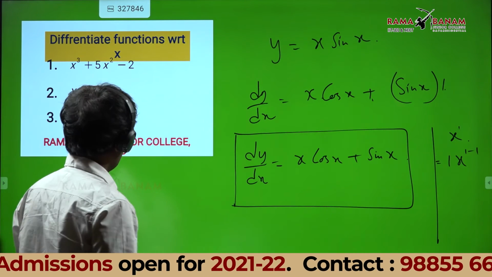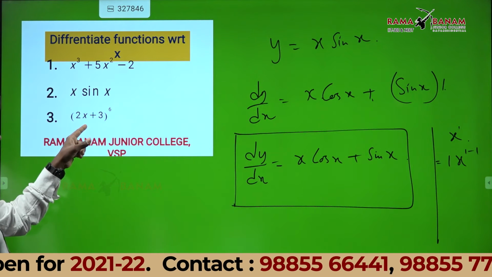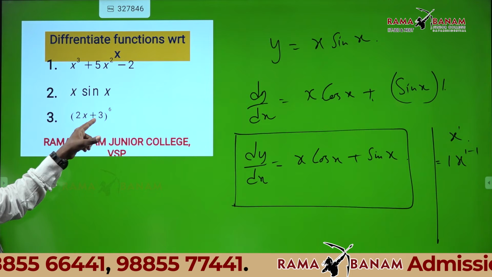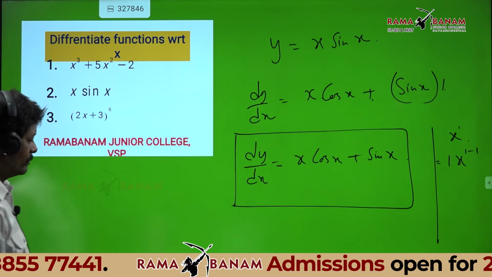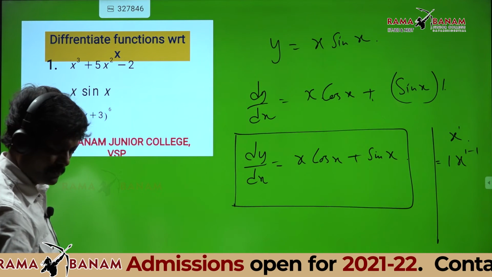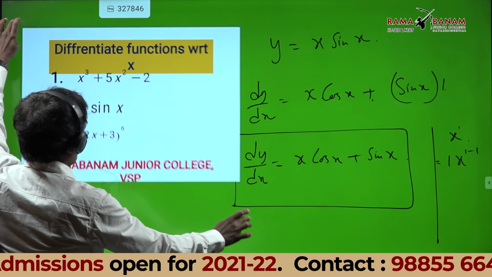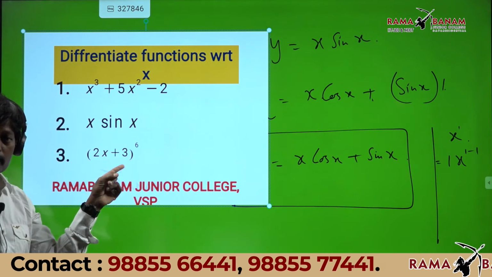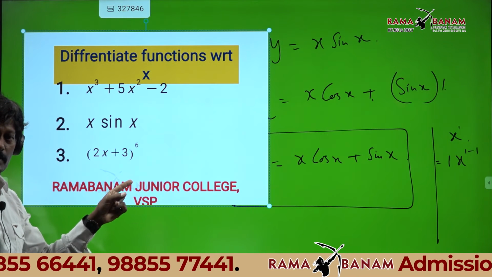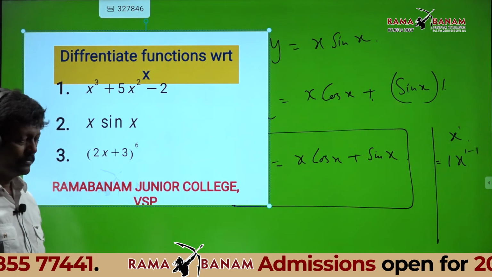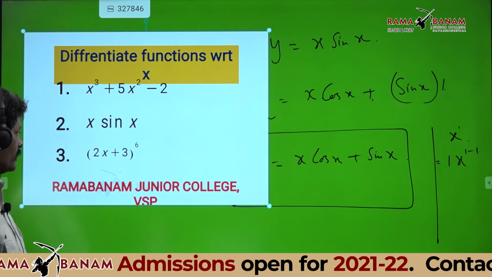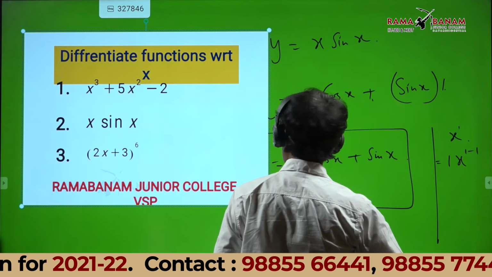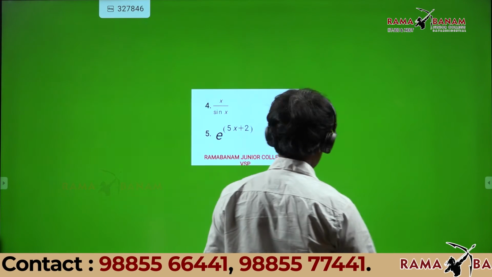Now I will give this function, you write down, that is for homework. Write down y equal to 2x plus 3 whole power 6. That you should do yourself. If you don't get it, tomorrow I will tell you that one. 2x plus 3 whole power 6.